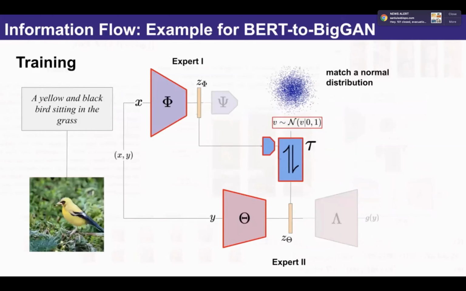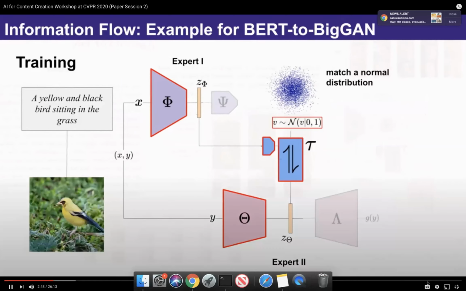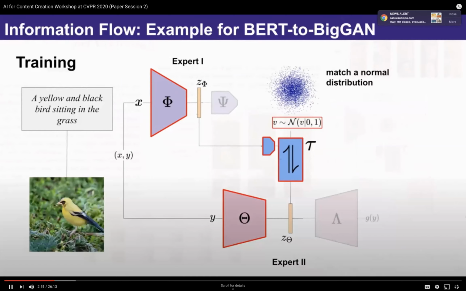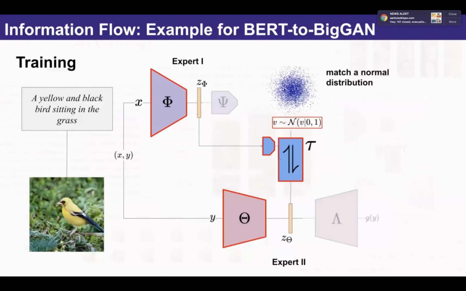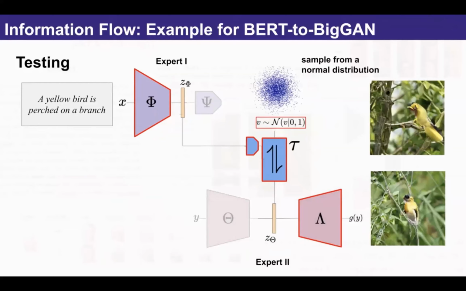Let us illustrate the training process with the example of text-to-image translation. Given paired data, such as images and their textual descriptions, we produce their respective expert encodings. Next, the representation of expert 1 is used as conditioning information to map expert 2's representation onto the prior distribution, where the quality of this mapping is evaluated by the log likelihood. During testing, given a representation of the first expert, here the sentence, "A yellow bird is perched on a branch," we sample from the prior and conditionally transform the sample into the space of the second expert.